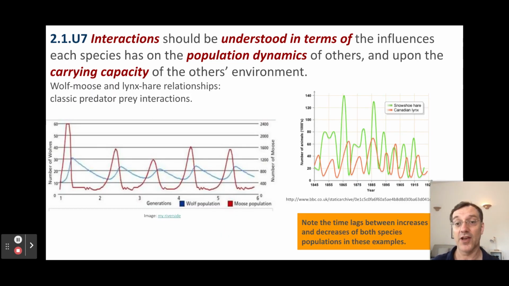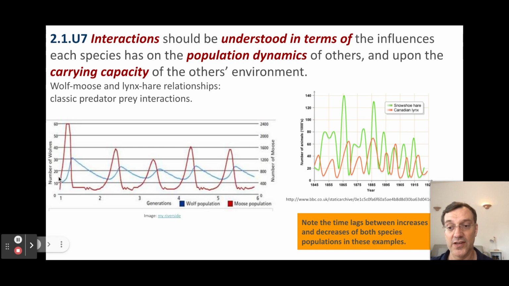Population dynamics, carrying capacity. Here's where we get into those relationships between different biotic components of an ecosystem. On the screen, you've got two very classic examples, and I recommend you just memorize both of these examples so you can use them on your IB ESS exam. The first one here on the left is the relationship between wolf and moose populations at Isle Royale National Park in the United States. The moose population is red, and the wolf population is blue.